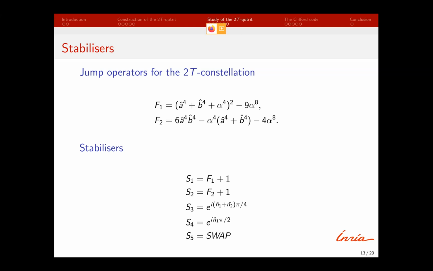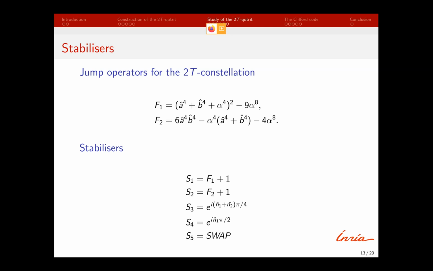Okay. So then we also studied the stabilizers of this qutrit. In particular, there are two different types of stabilizers. The first one is just to stabilize the full 24-dimensional space. And this can be done with some Gaussian operators, although they look quite ugly.